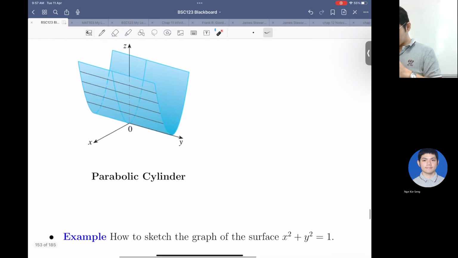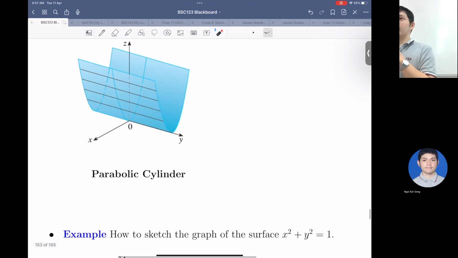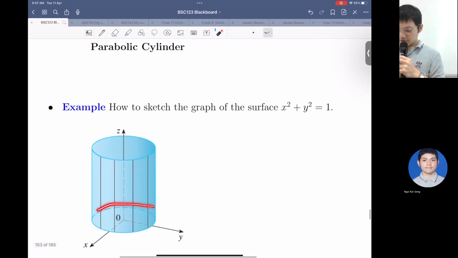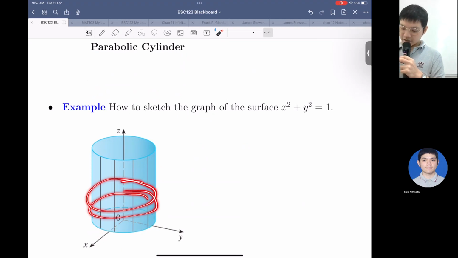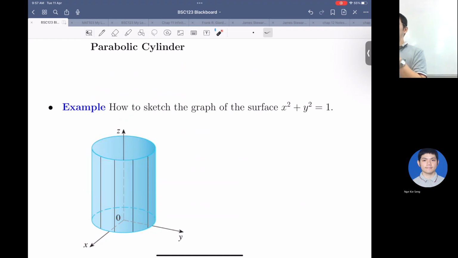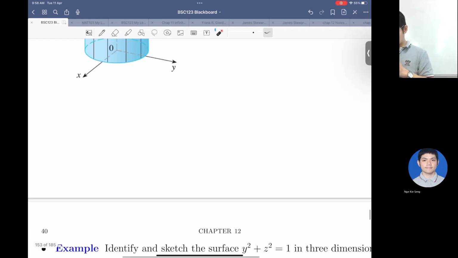I think we talked about this, right? x squared plus y squared equals 1. This is the infinite cylinder. So you start with x squared plus y squared equals 1, and then at every point in the third dimension, you have this circle here. Okay, we'll keep going.